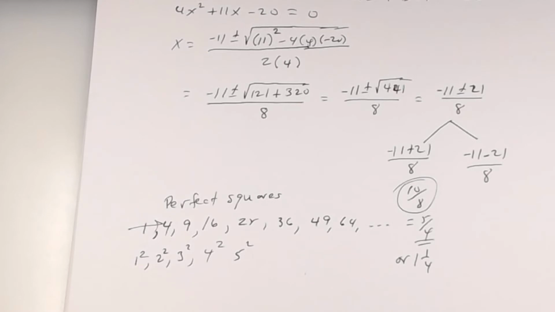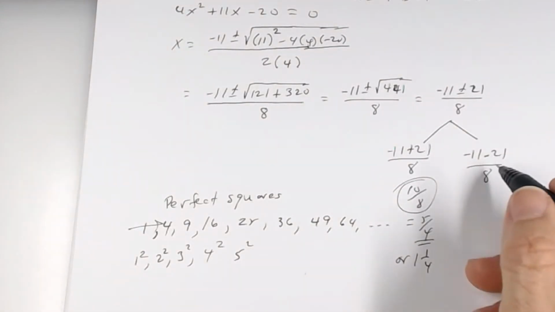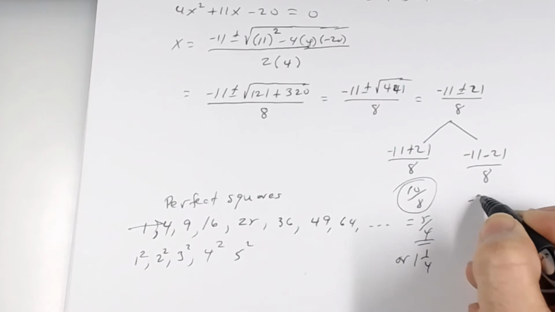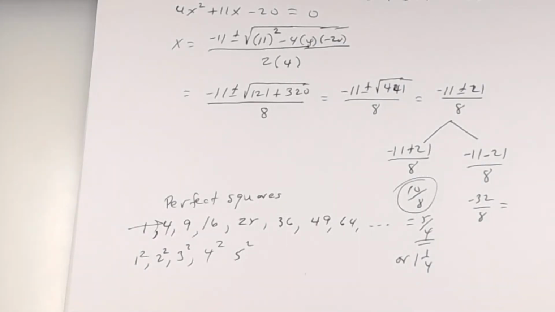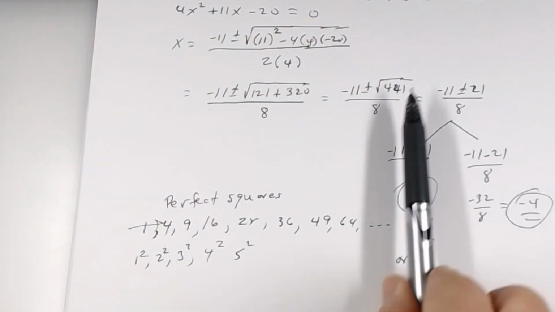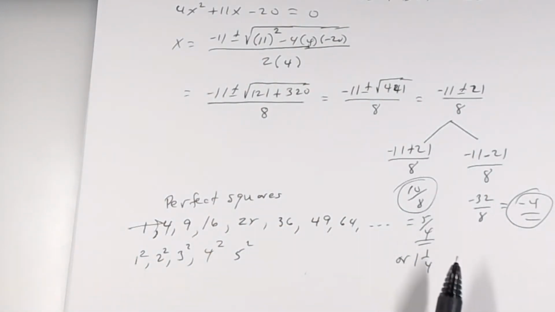Okay, the next one is negative 11 and a negative 21 is negative 32 divided by 8. Now you have to tell me what that is, because you don't want to leave it like that since it's an integer. What's negative 32 divided by 8? Negative 4. All right, so I do want you to say negative 4. So those are your solutions: 10 eighths and negative 4, or 5 fourths and negative 4. Now, we did a problem where you ended up with no square roots in your answer.